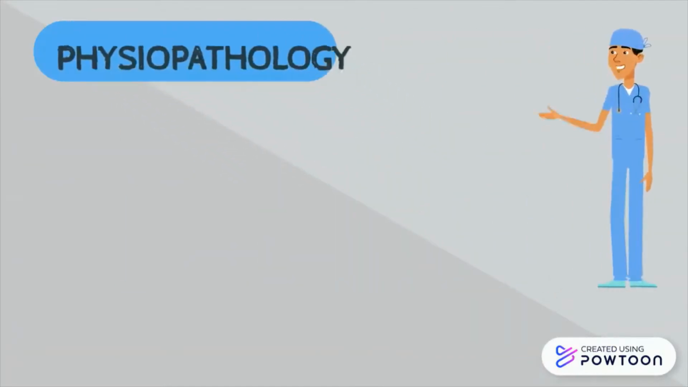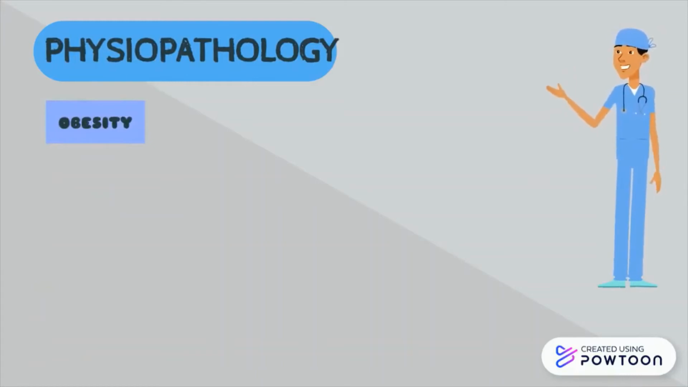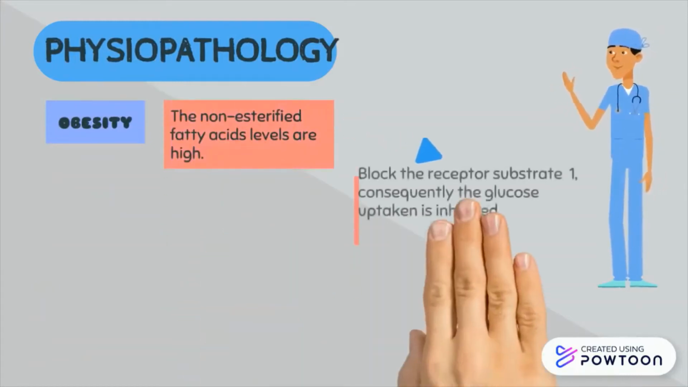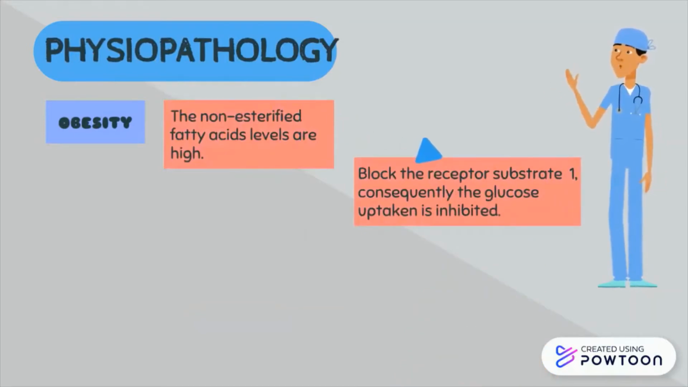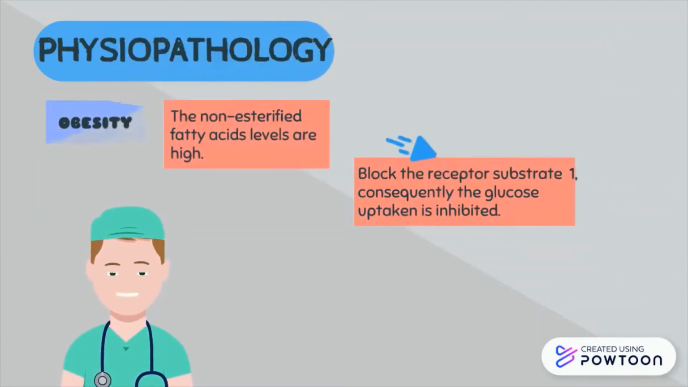Next, the physiopathology includes genetic and acquired factors. Obesity is related to a variety of chronic diseases, where the non-esterified fatty acid levels are high. These have been shown to be an important contributor to insulin resistance by blocking insulin receptor substrate 1. Consequently, it inhibits the glucose uptake.